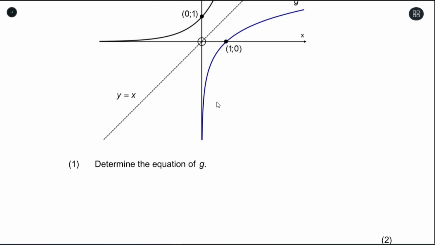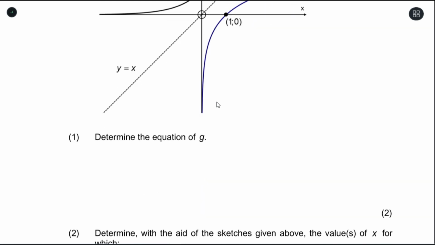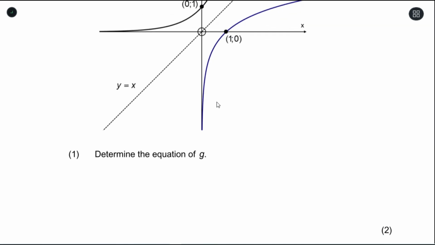The first question asks us to determine the equation of g. So like I said, it is the inverse. That is what you need to put at the back of your mind while answering this. So I'm saying the original graph is y is equals to 3 to the x, and since it's the inverse, it is going to be x is equals to 3 to the y, and therefore we can now say that g of x is equals to log base 3 of x, and that will be your answer.